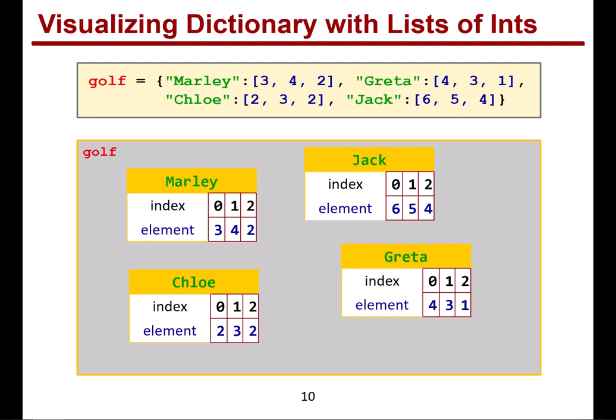Again, to visualize that, you can see here, this is what we'd want to have the picture of. Golf is our dictionary. Inside it, we have 4 key value pairs. And at each value, we have a list, which has 0, 1, 2 index, 3 items. And that's how it works, very similar to the string example, but now just with ints.